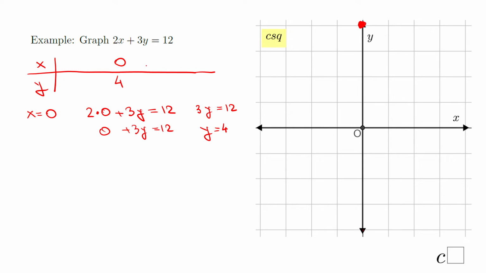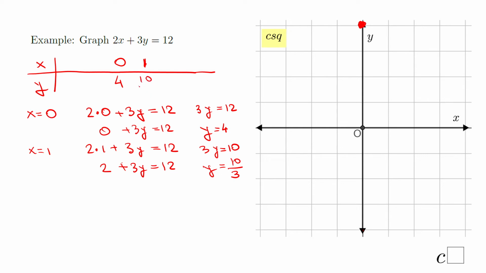let's try 1 to see what's going on. If we have x equals 1, very similar, we have 2 times 1 plus 3y equals 12. And this one is going to be 2, right? 2 times 1 is 2 plus 3y equals 12. If we subtract 2 on both sides, we end up with 3y equals 10, and we get a y of 10 over 3, which is not very nice to be plotted in this case. So we need another value that will help us to sketch the graph of this guy.